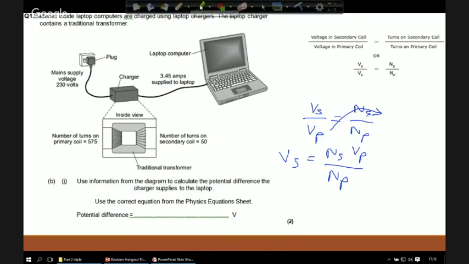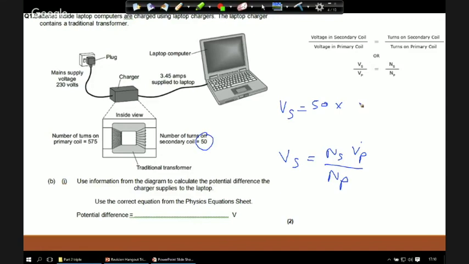So that is going to be, let's give myself a bit of space here. So Vs is going to be 50 here, times my voltage on the primary, which is 230, all over the number of turns on the primary, which is 575. Okay, giving myself a final answer of 20.